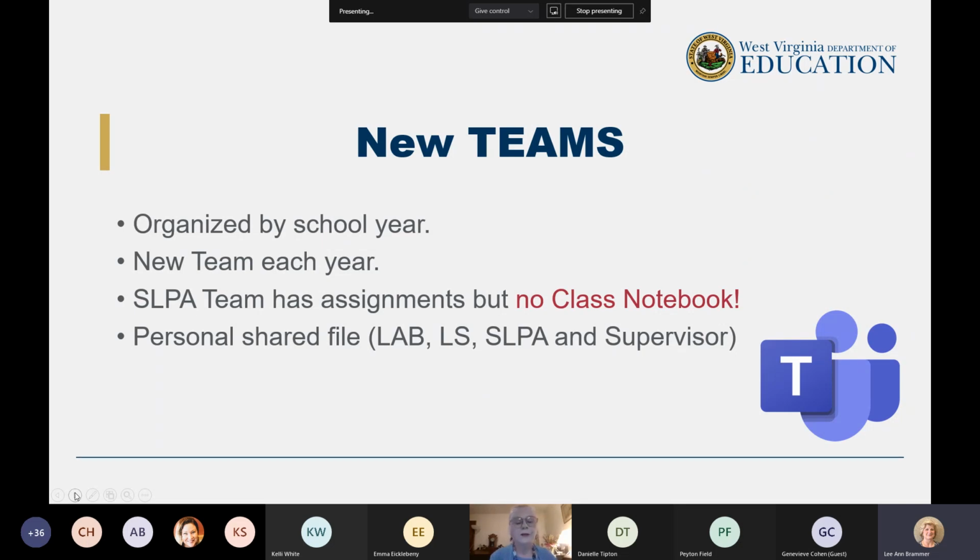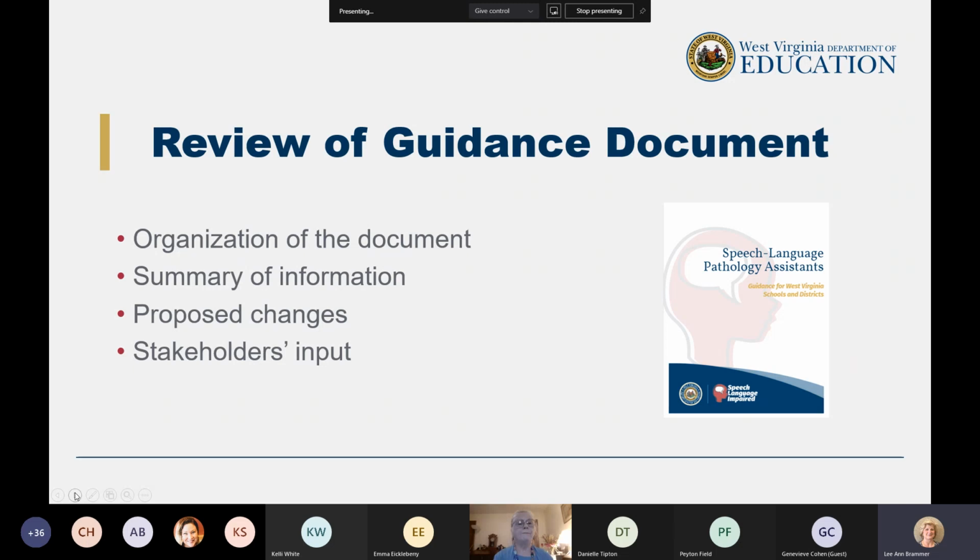The way we're going to share that documentation is that you're each going to have a shared file, shared by Leanne, myself, the SLPA, and the supervisor. So the documentation will be shared that way, but you will also still do assignments, SLPAs, because it's a great way for us to look at something all together and figure out where we are and who's turned in stuff and who hasn't.